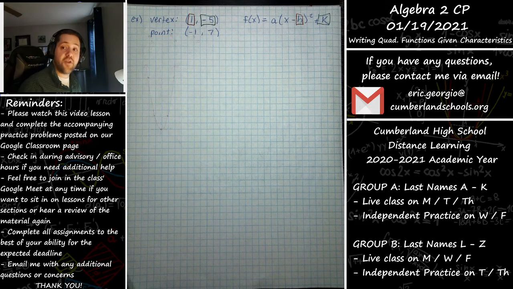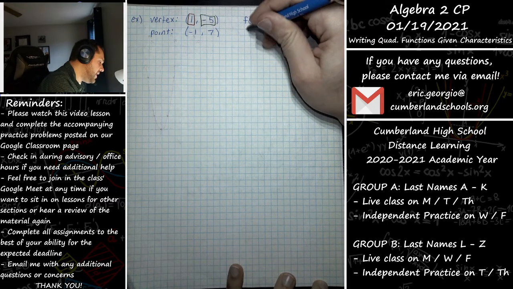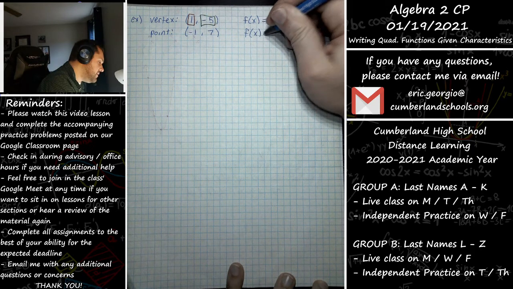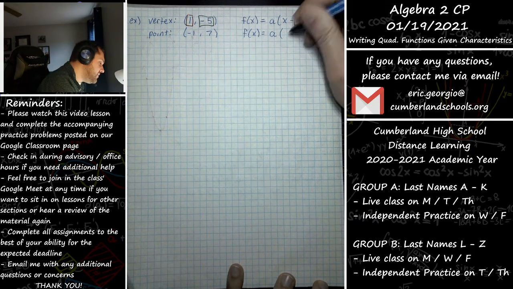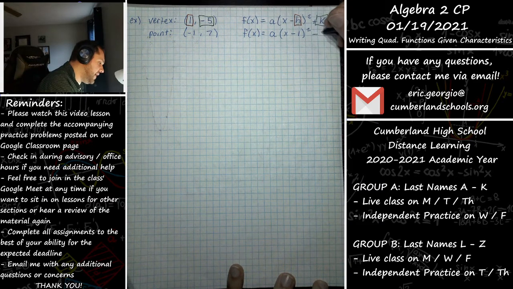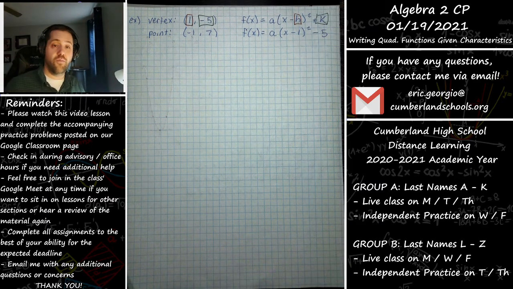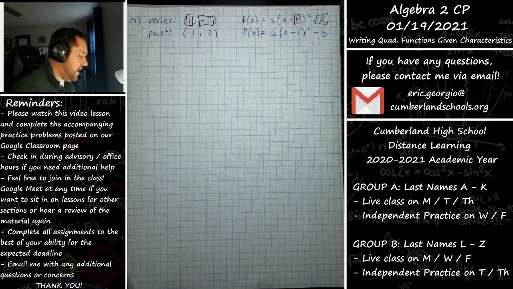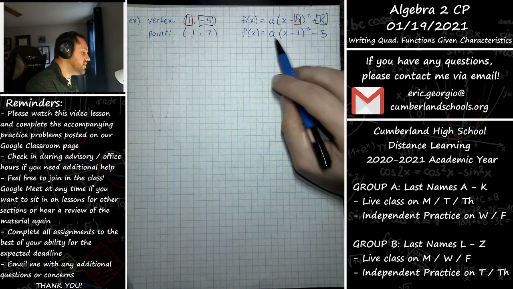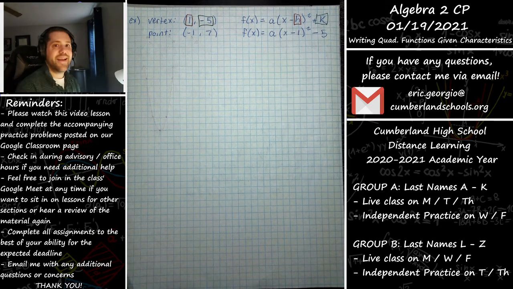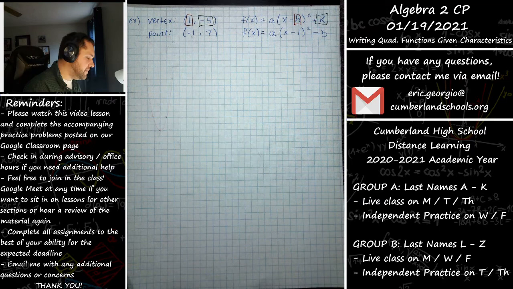So we could start by building our function, using that vertex information, to say f of x is equal to a times x minus 1 squared minus 5. And that's really almost all of the way there. The last piece of information, though, that we don't have is a. And so you might be asking, how do we get a based on this information?